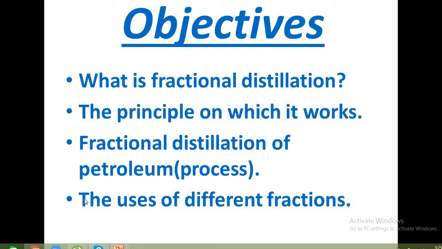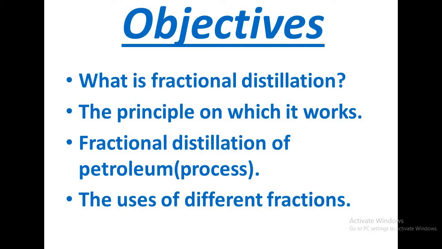The topic I'm going to explain today is fractional distillation. What fractional distillation is, we'll see its definition, the apparatus that we can use to carry out fractional distillation, the principle on which it works, and the uses of fractional distillation, and how can we separate different components of petroleum and the uses of these different fractions.